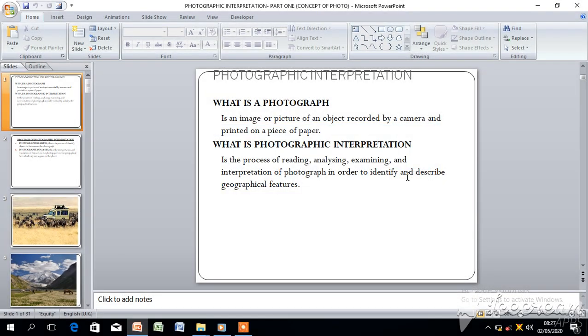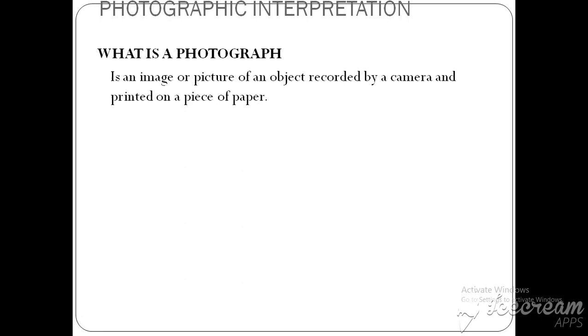So we are going on another topic, which is photographic interpretation. We are going to begin with what we call the concept of photographs. Under this subtopic we are going to see the definition, the meaning of photographs, and the types of photographs. So what is a photograph?